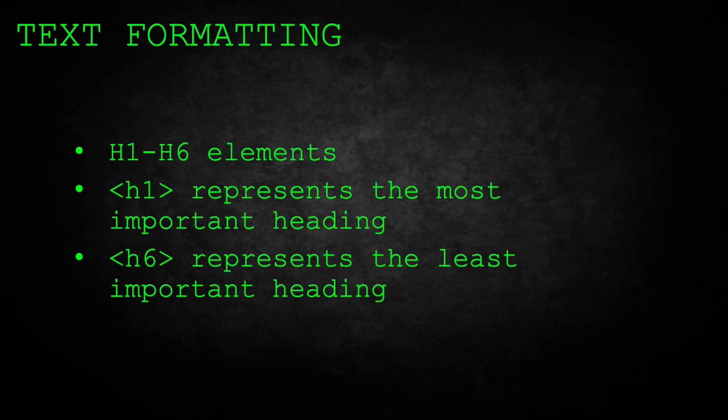Another way to format text is by using headings. The heading tags H1 through H6 are used to create headings of different sizes and levels of importance. The H1 tag is the most important heading, and the H6 tag is the least important. The H1 tag should pretty much always be used for the main heading of your page, such as the page's title, while the other tags can be used to create subheadings or to otherwise organize the content of your page into some sections.